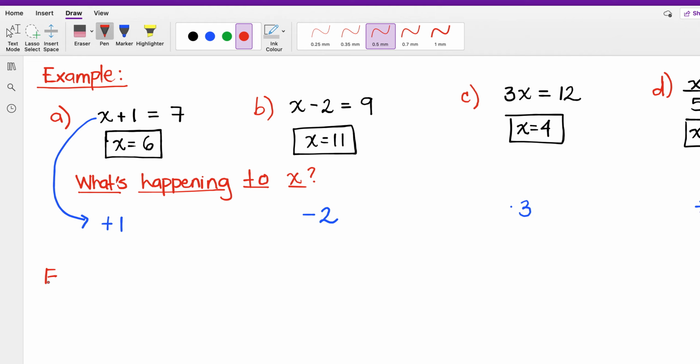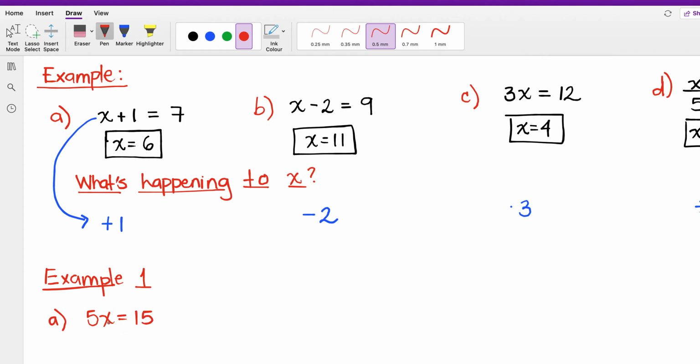Remember that I want you to copy this exactly in the same way in your book. So example 1, and then it says A, 5x equals 15.